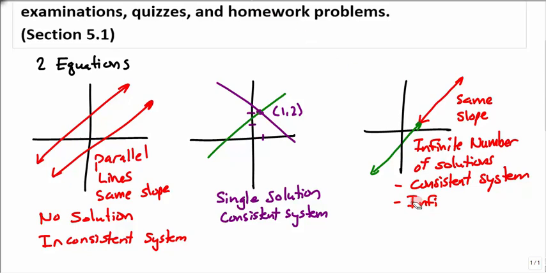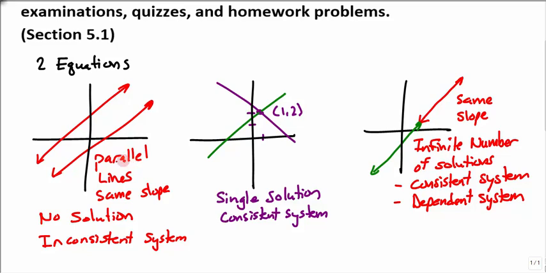I guess we already wrote that up here, so we don't have to write it again. Infinite number of solutions. It's also called a dependent system. It's called dependent because one line runs into the other. They're the same line, basically. So graphically, that's what this looks like when we're trying to solve.